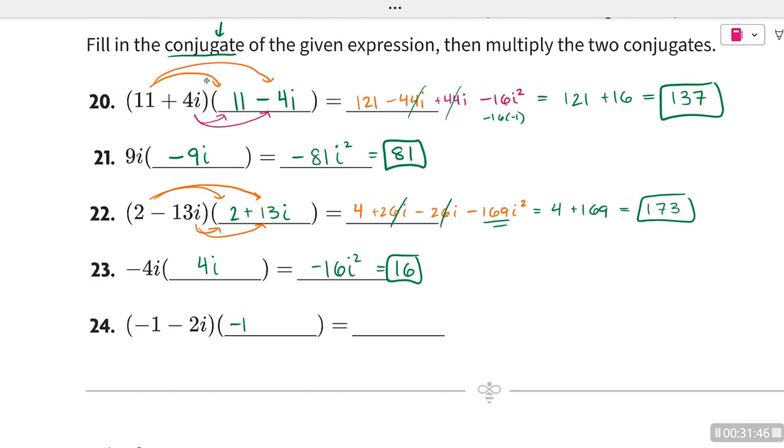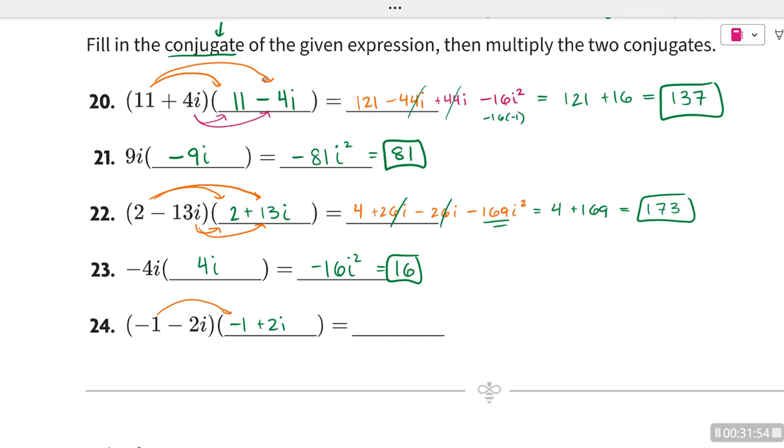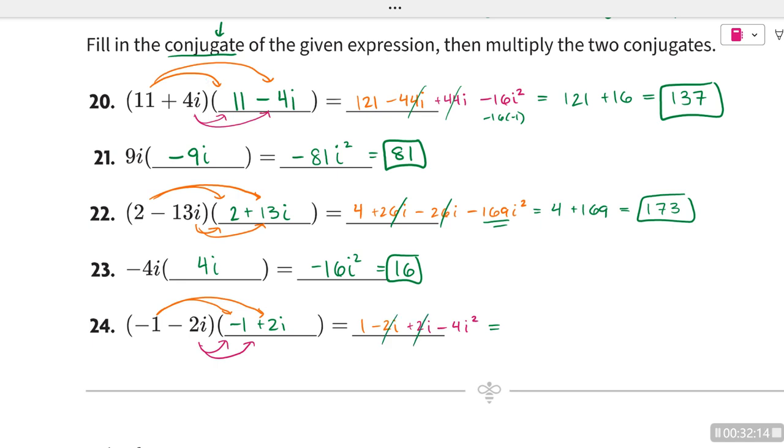Here I'm going to keep my first term the same, negative 1. I'm going to make this a plus 2i. So when I multiply negative 1 times negative 1, I get positive 1. And then I get minus 2i. Okay, negative 2i times negative 1 gives us a positive 2i. And then negative 2i times positive 2i gives us minus 4i squared. So let's combine those like terms. Again, those reduce to 0. So 1, and this becomes plus 4. So we end up with 5.